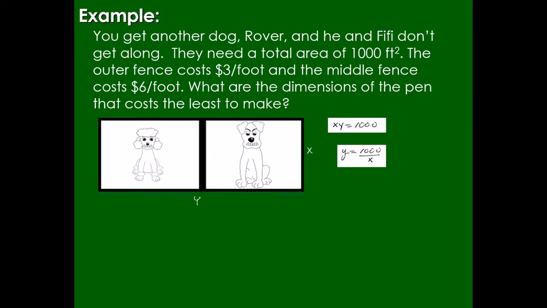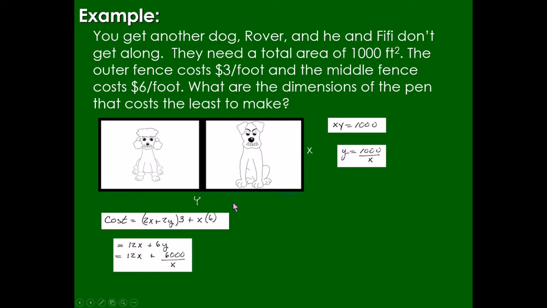The cost is, well, I have 2X plus 2Y, so the outer fencing is 2X plus 2Y. And I multiply that by 3 because the outer fencing is $3 a foot. This middle section is of length X, just like the side, and that's $6, so that's going to be 6 times X. Simplifying, I get 12X plus 6Y, and then I plug in 1,000 over X for my Y. So my cost equation is 12X plus 6,000 over X.